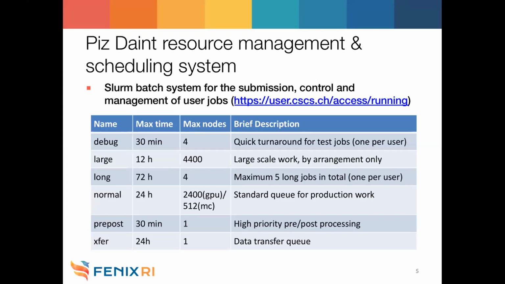And the last two queues are to support workflows: pre and post-processing queue, in order to make sure your workflows progress through the system quickly, and transfer queue for data staging so that you don't end up using your compute node hour allocation to stage in and stage out your files. A little bit more later on this topic.